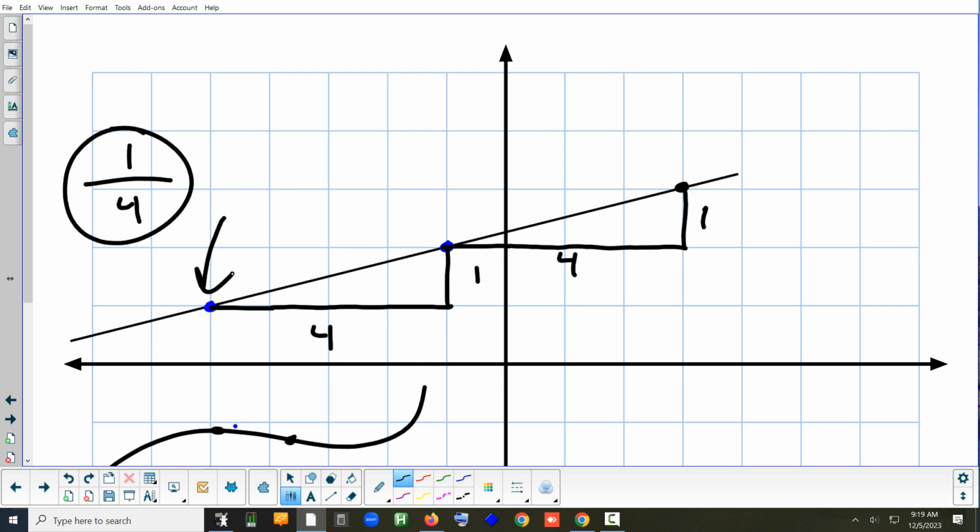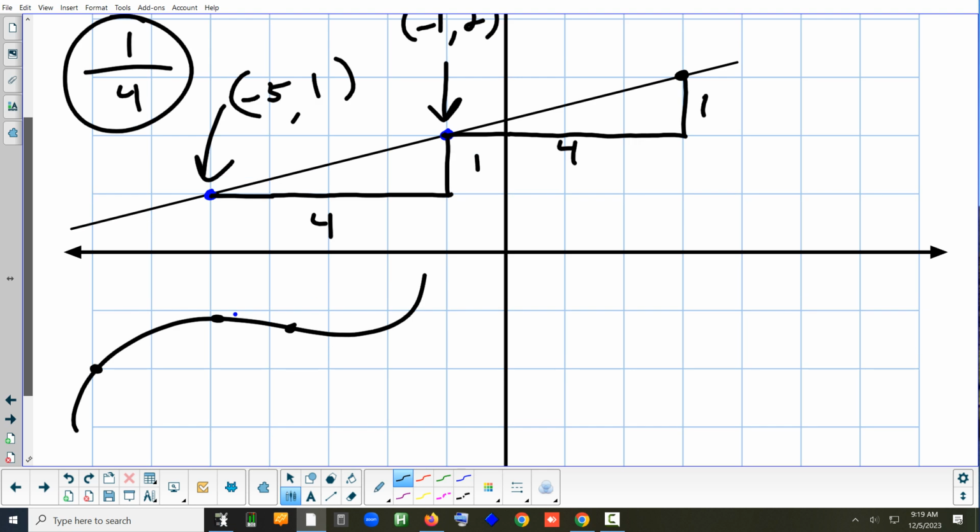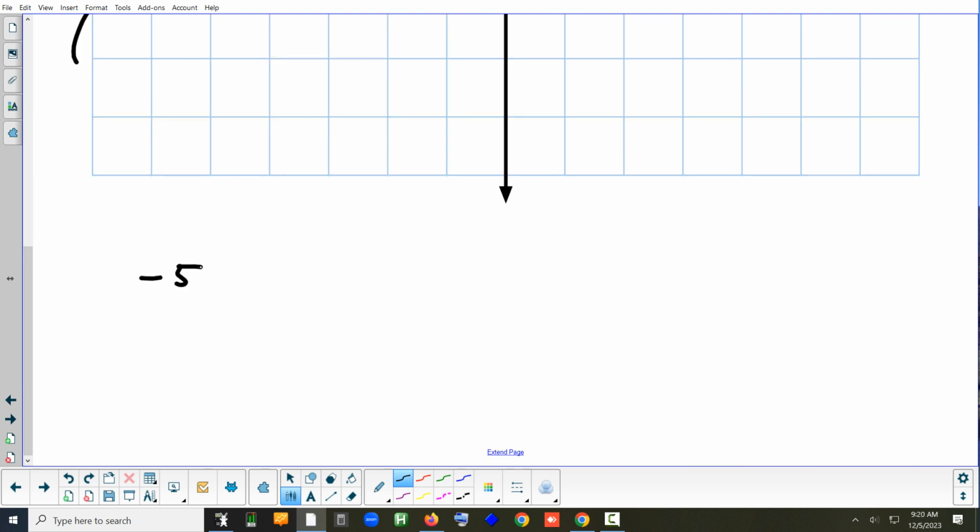Let's label this one. What was the coordinate of that point? -5, 1. And what about that point? -1, 2. So we've got the point -5, 1, and -1, 2. So what we're going to look at now is how you can find the slope if I just tell you that.